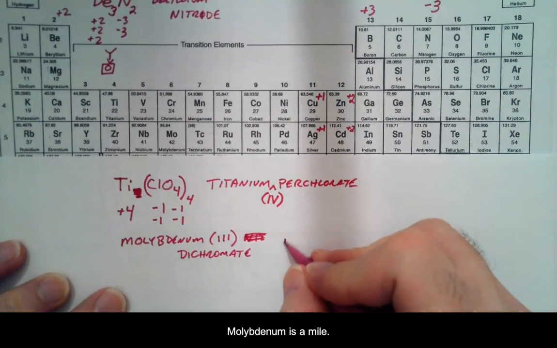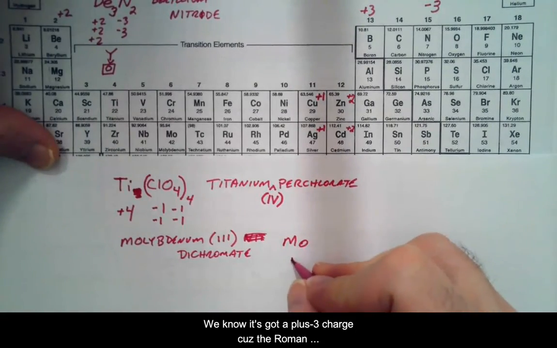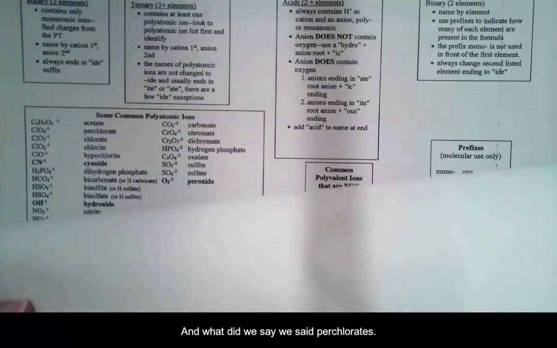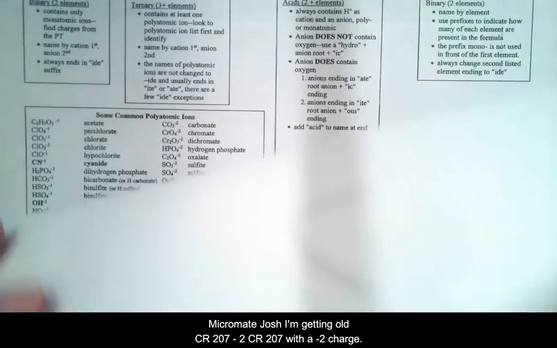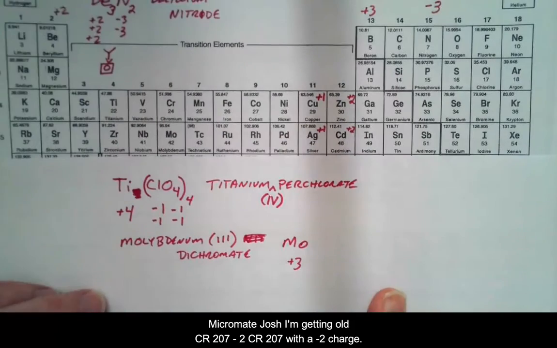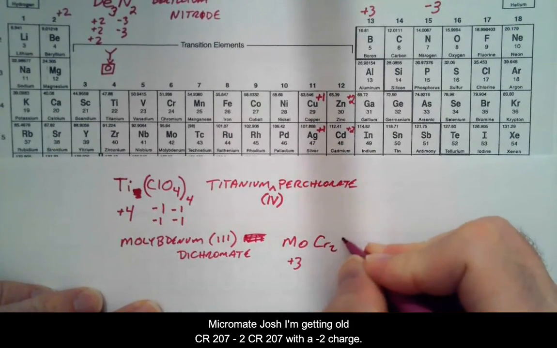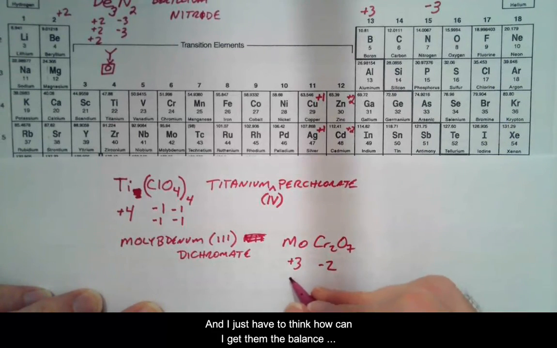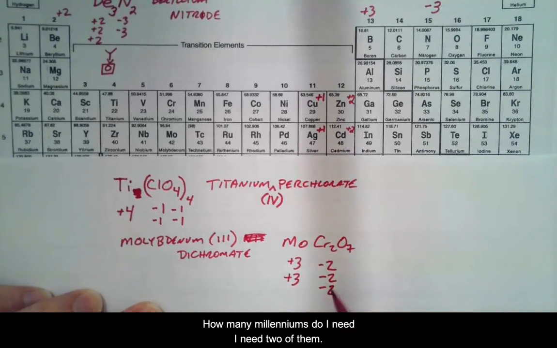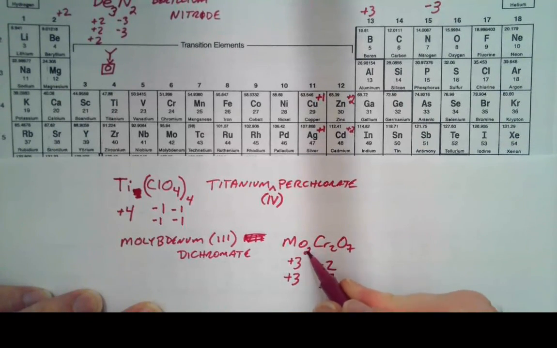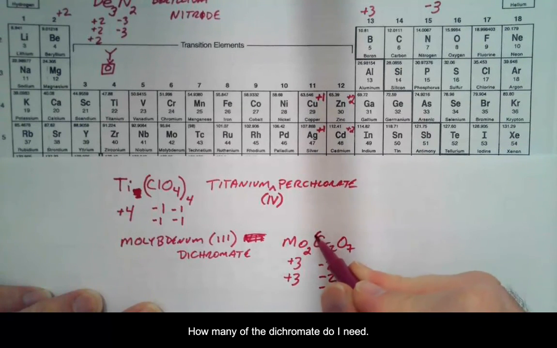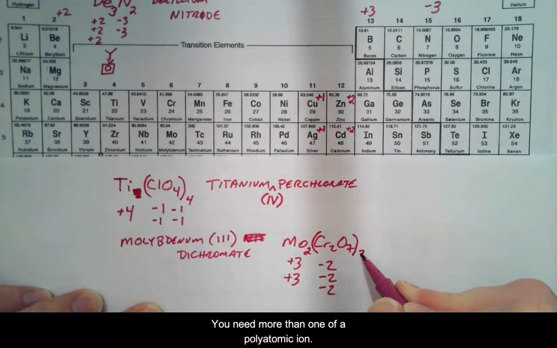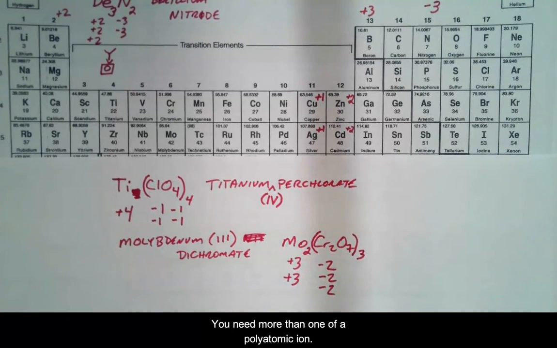So molybdenum is Mo. We know it's got a +3 charge because the Roman numerals told me. And what did we say? We said perchlorate? Dichromate. Gosh, I'm getting old. Cr2O7 with a -2 charge. They're not balanced. And I just have to think, how can I get them to balance? Well, 6 cancels out 6. So how many molybdenums do I need? I need 2 of them. And how many of the dichromates do I need? I need 3 of them. Remember, when you need more than one of a polyatomic ion, you've got to put it in parentheses.